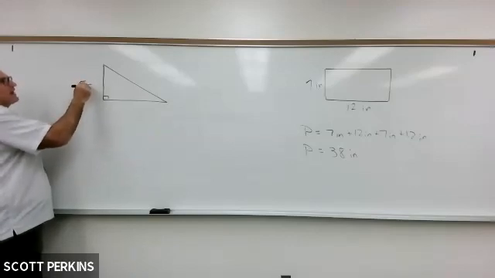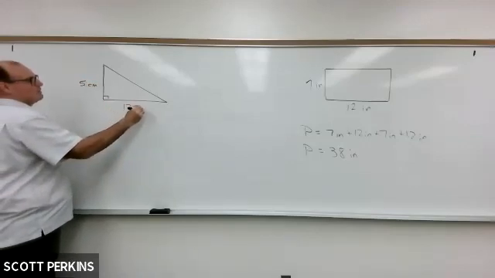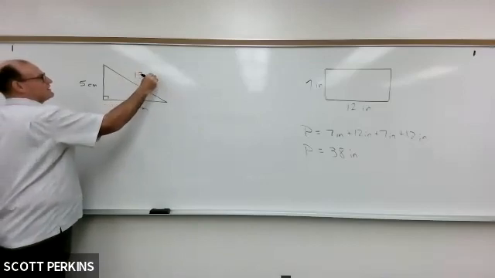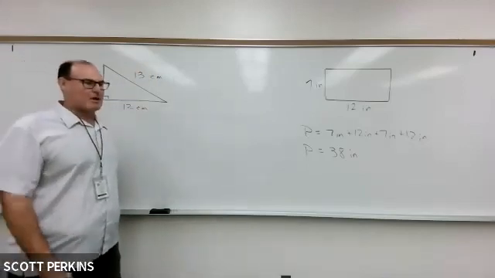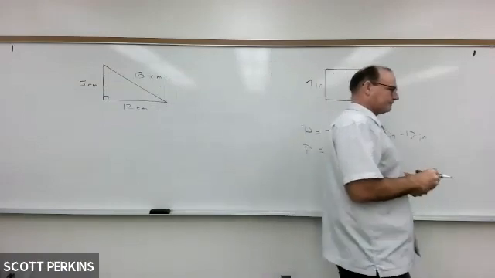Let's say this is 5 centimeters. This side is 12 centimeters. This side is 13 centimeters. Please figure out the perimeter of that triangle right there.